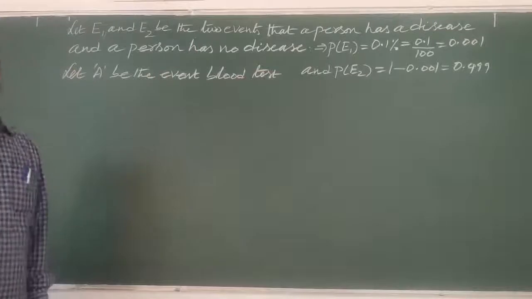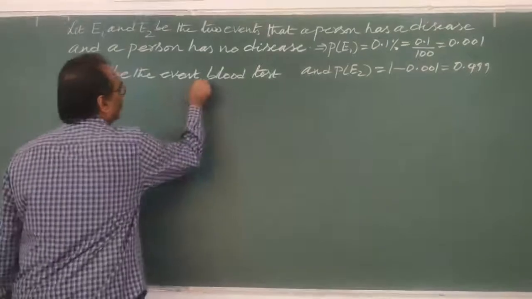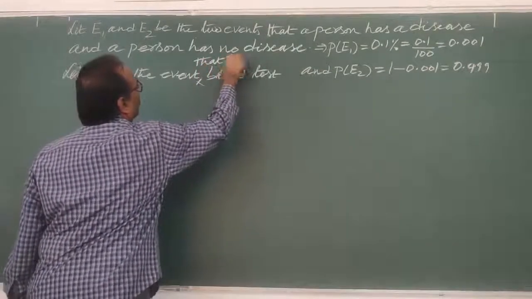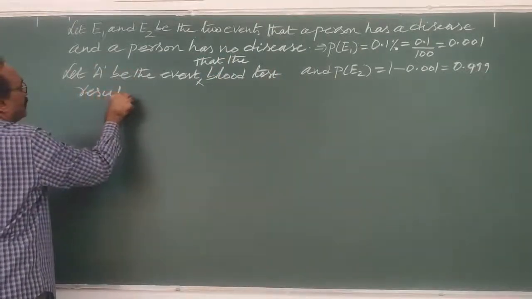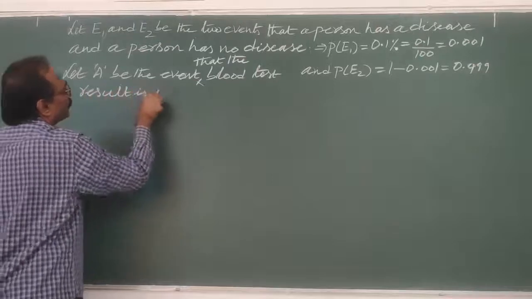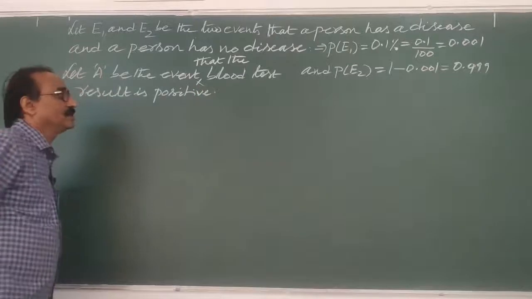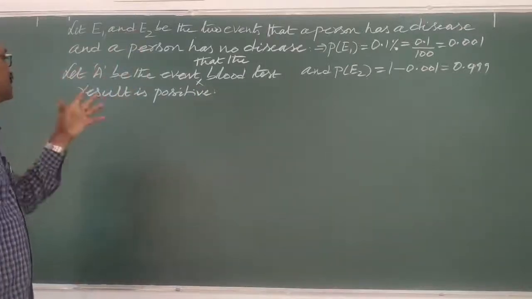Okay. Let A be the event that the blood test result is positive. We'll put that the blood test result is positive. That is the event associated with the sample space. So whatever is there, A means what? Let A be the event that the blood test result is positive.